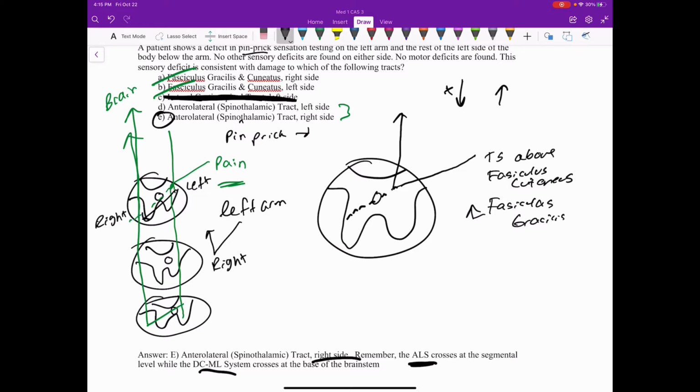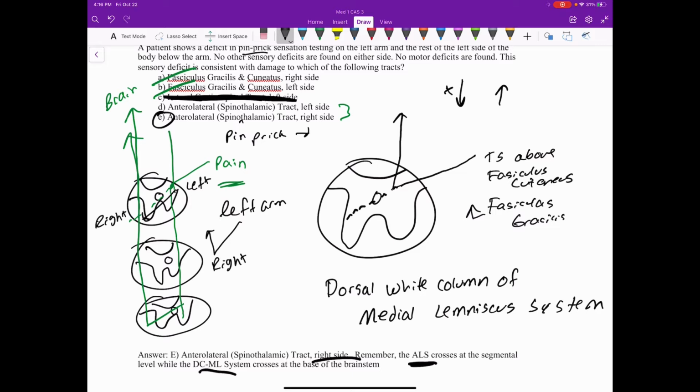Let me write it out for you guys. Dorsal white column of, what does ML stand for? Medial lemniscus system. I know it's a lot, but whatever. Okay, that occurs in the brainstem.